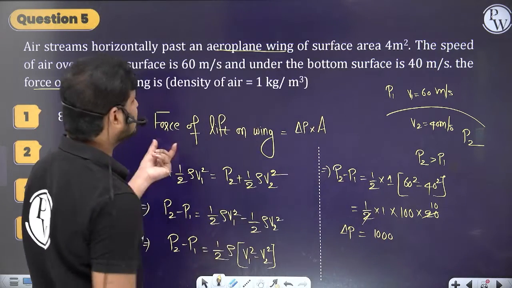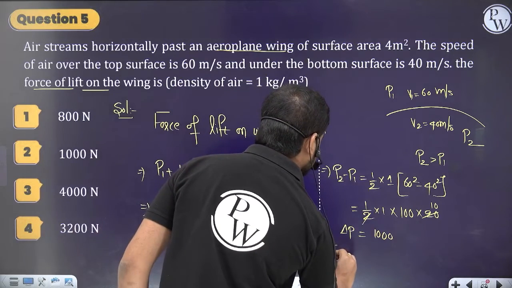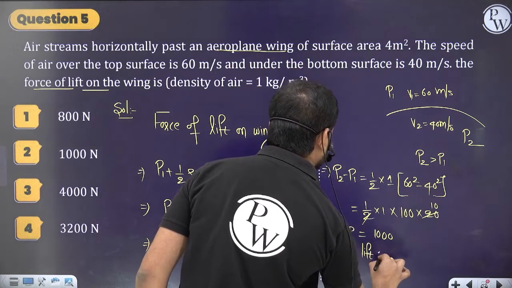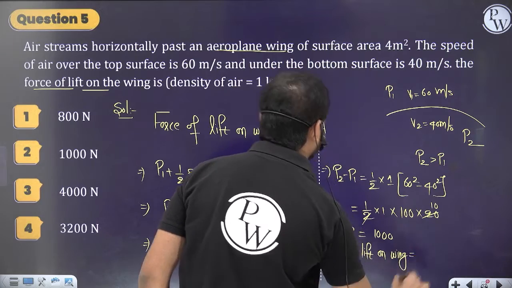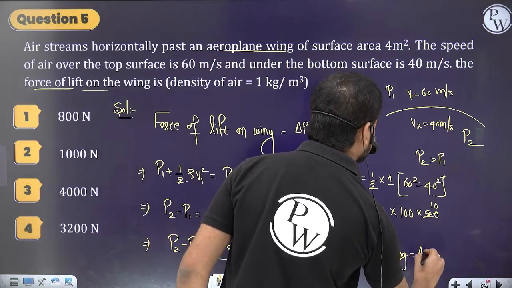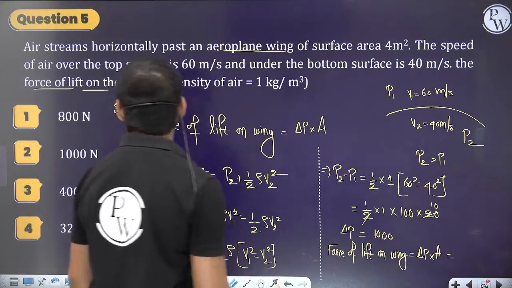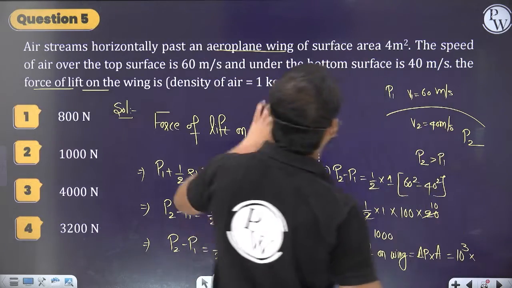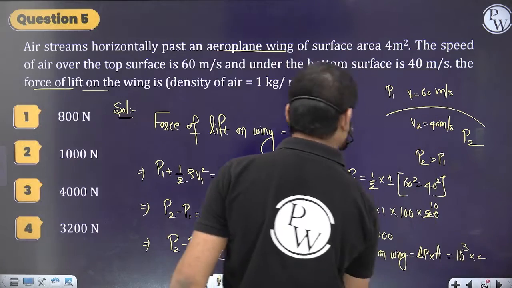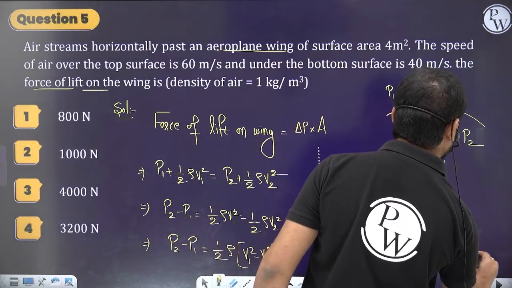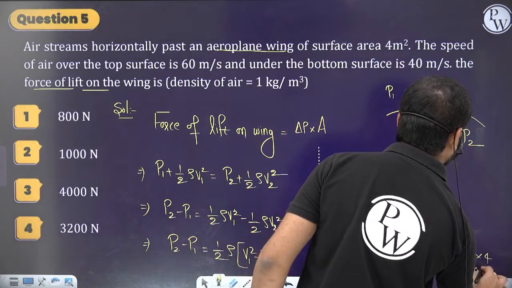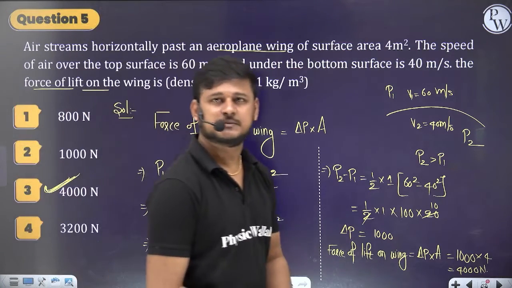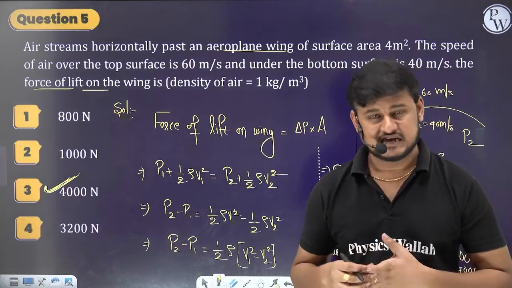So what are they asking in the question? The force of lift on wing. The force of lift on wing is equal to the pressure into the area A. We got the pressure difference 10 to the power 3, or else write 1000 only. And the area is 4. So 1000 into 4, which is 4000 newtons. So 4000 newtons. Option 3 is the correct one, guys. Done. Everyone clear with this?